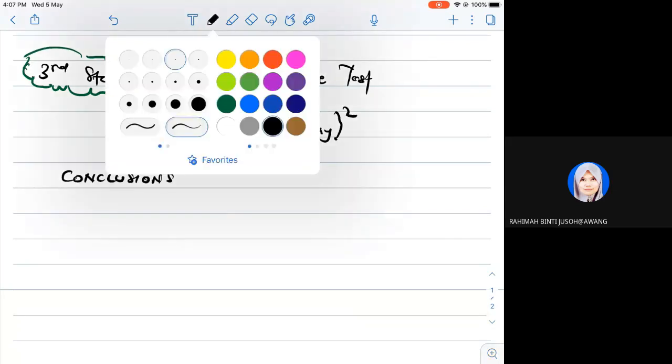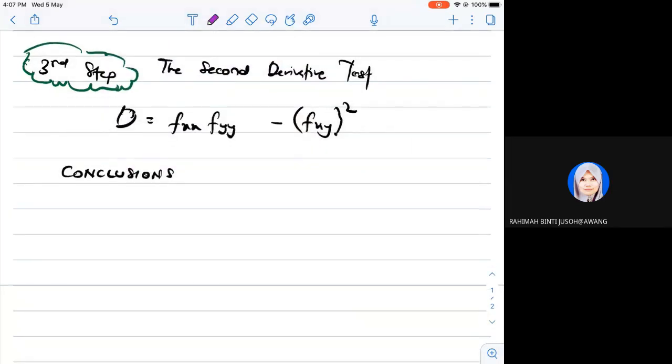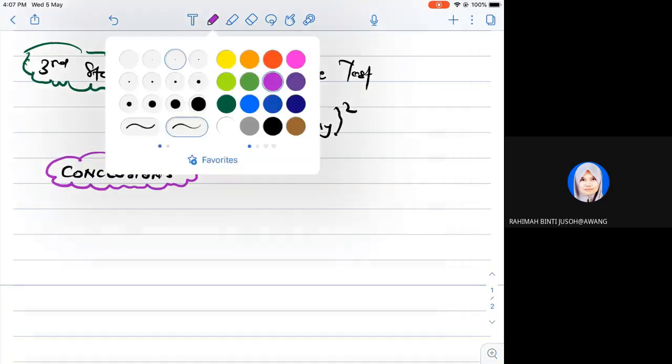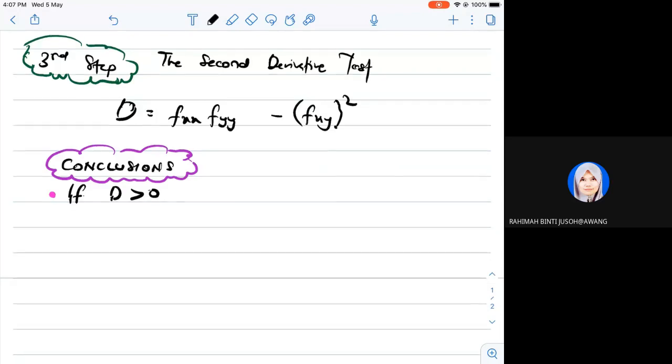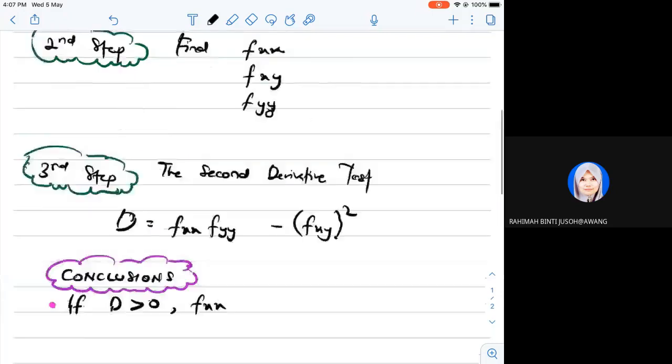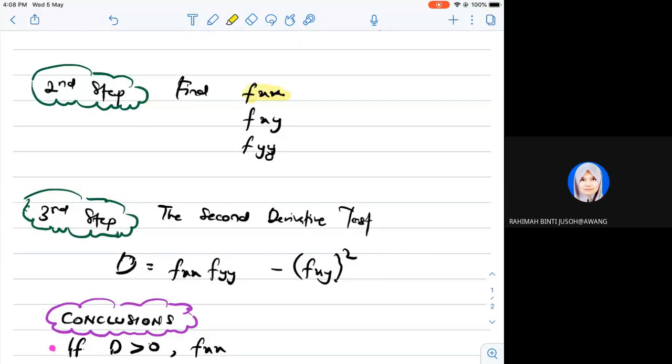Conclusions based on D. So, conclusions. We have 4 cases. Number 1, if the value of D is positive, greater than 0, meaning when you calculate the value of D by substituting the critical point into function D and you get a positive value, greater than zero, then what you should do is refer to your fxx again. You look back at your fxx from earlier.